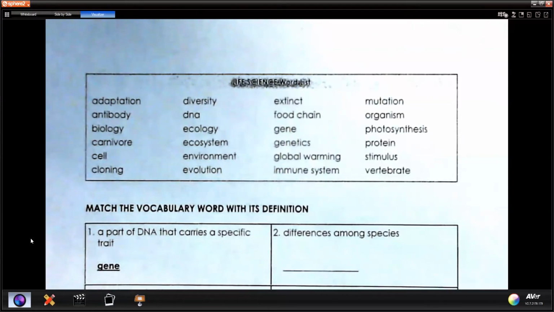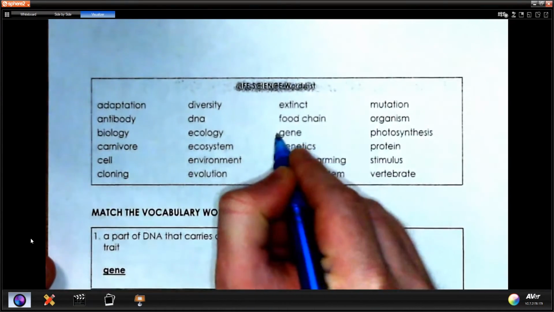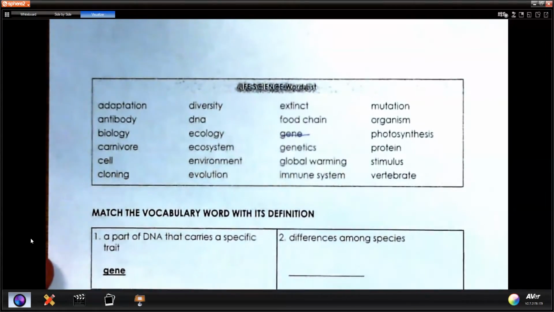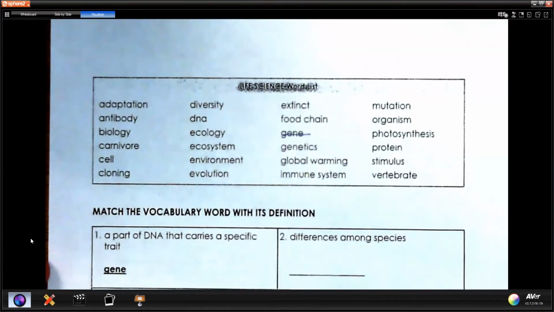So probably the easiest one for all of us, well, number one, they already used Gene. So that one is taken care of. We don't have to worry about it at all. That's knocked right off the list. That saves us a little bit of time there. What do you think should be another nice, easy word for us?